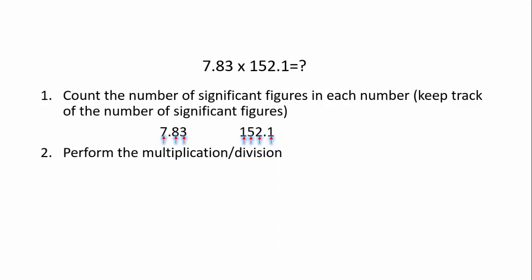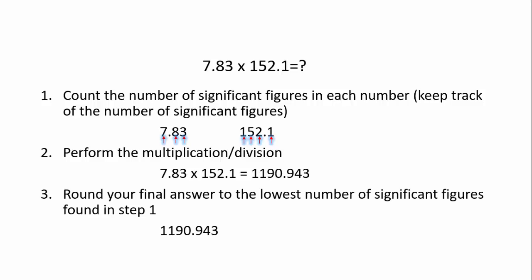Now let's perform the multiplication. So, our final answer is 1190.943. However, now we must round. So now we must round our final answer to the lowest number of significant figures found in step 1. Remember that 7.83 had 3 significant figures and the other number had 4. So we will round this number to 3 significant figures. So our final answer should have 1, 2, 3 significant figures. To get that answer, we're going to have to use scientific notation in this case. Our final answer would be 1.19 times 10 to the third.